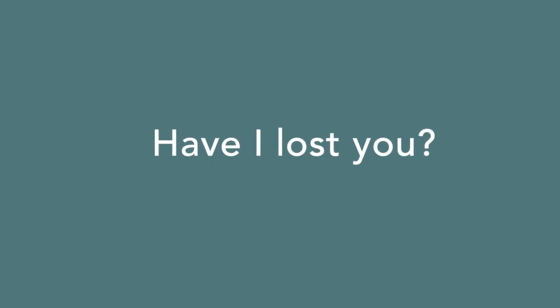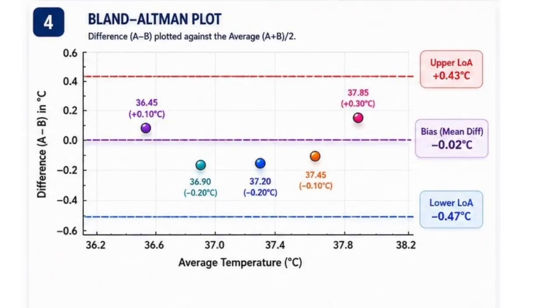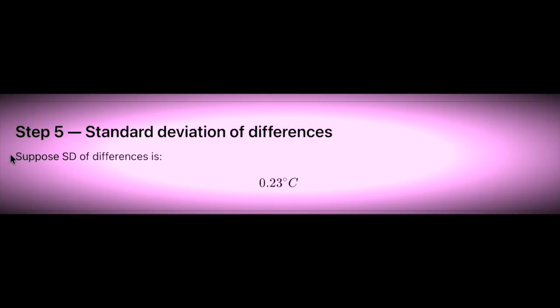So then we get this output, which is negative 0.02. And so it turns out then that the bias is approximately negative 0.02 degrees Celsius for this temperature measurement. So how we're going to interpret it is that the digital thermometer reads slightly lower on average than the infrared thermometer. But the bias, as you can see, is very small. I don't know if any of you watching can tell me what the next steps are. But the next step is now to look at the standard deviation of the differences.